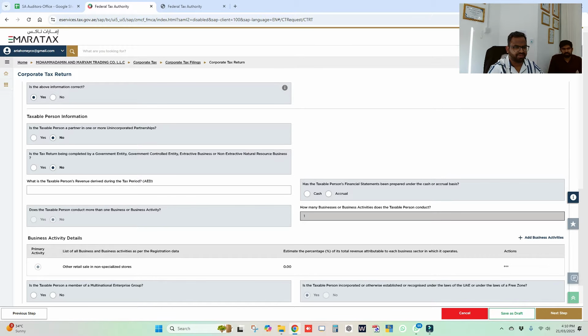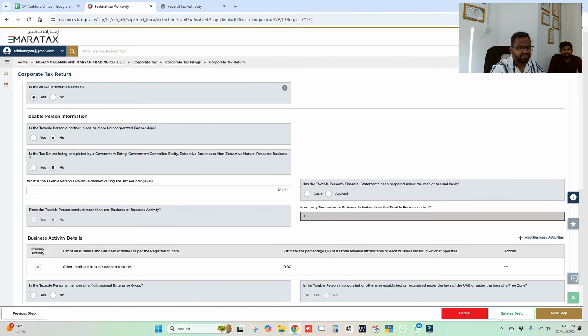What is the taxable person's revenue during the period? What is the sale during the period in this case? In this case the taxable income is very low, only 211.79. We will take the nearest number.